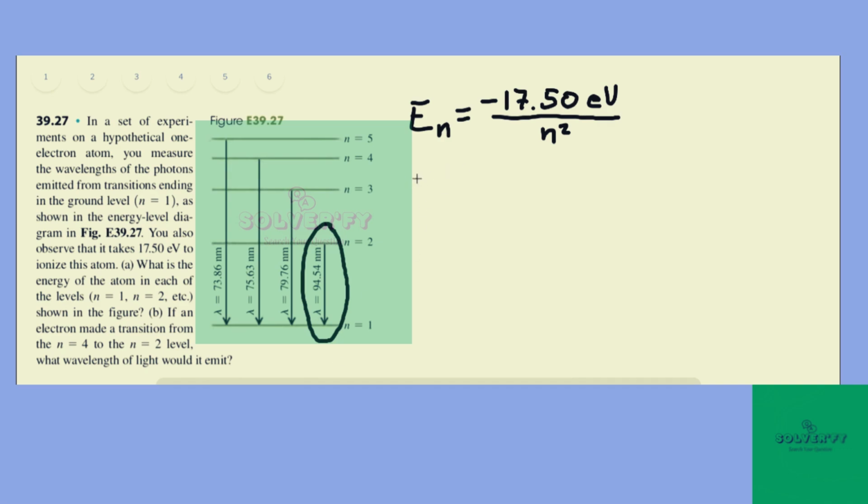when we want to look at the emission of a photon when we go from n is equal to 2 to n is equal to 1.